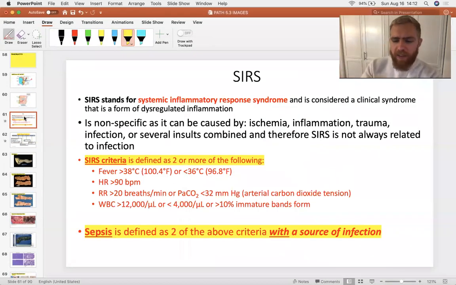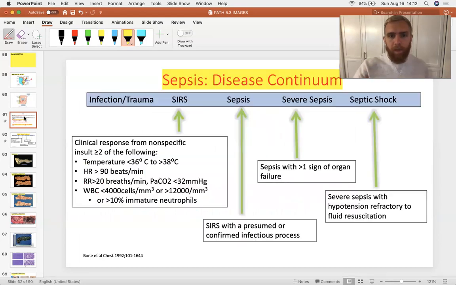Here's a couple slides that I had on SIRS. A little bit of a tangent, sorry for backtracking. But SIRS has criteria, right? And if you look at the criteria, it's basically the same criteria that you use for admitting someone to the ICU. In fact, over 9 out of 10 ICU patients meet SIRS criteria. So it's, for our purposes, a triage tool. And SIRS is basically pre-sepsis.